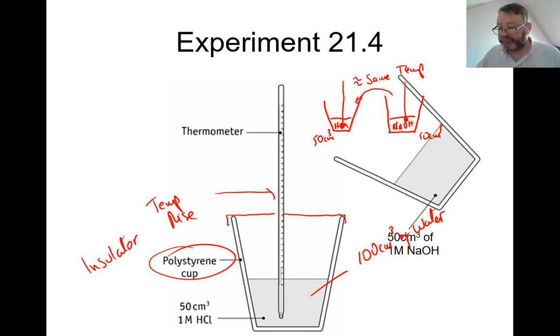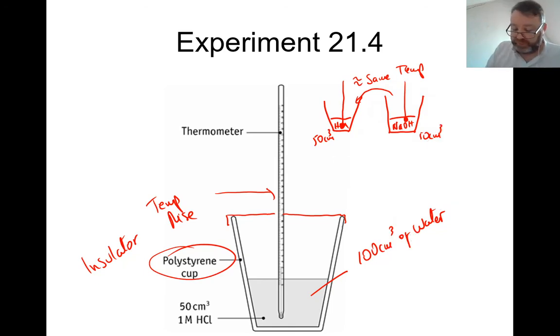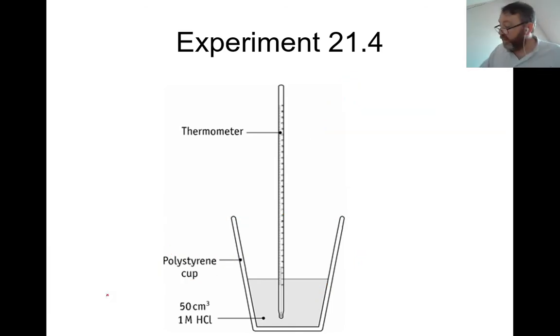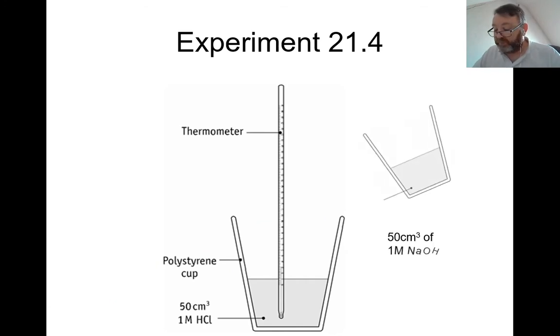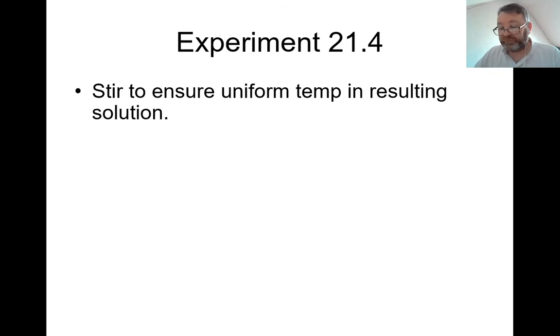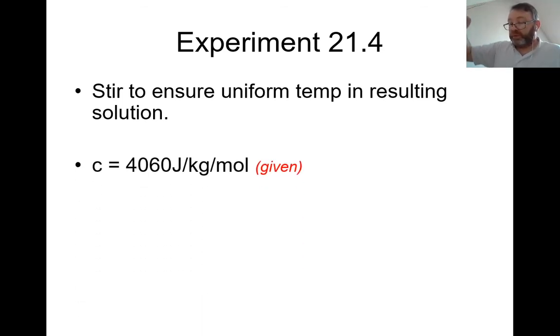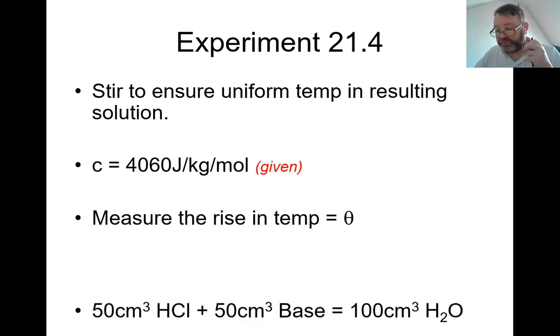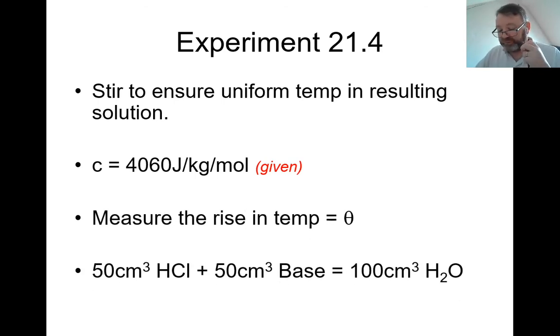That's done. So you pour. Oops, let me get rid of my writing because I've got your little animation here. I didn't realize I had. So you pour your 50 centimeters cubed of base into your 50 centimeters cubed of your acid, and then you watch the rise in temperature. Simple as that. And when you get your rise in temperature, that will be the highest point that it goes to. You then use M, C, and theta. You're going to measure the rise in temperature in the thermometer, and then you're going to take 100 centimeters cubed of water as your final result. So now what have we got? We've got a specific heat capacity which will be given to us.